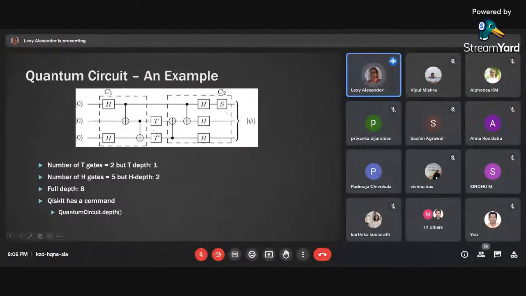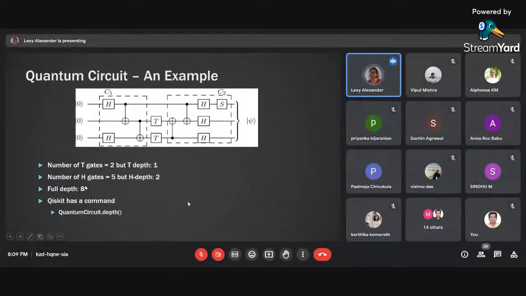Now the number of T gates is 2, but its depth is 1 because both the T gates are applied in parallel. The number of H gates is 1, 2 here and here 3, so a total of 5. But the depth is 2 because these 2 are applied in parallel, but these 2 are applied at a separate, different instance. So there are 2 instances of H gates, so the H depth is 2. So the number of T gates is 2, but the T depth is 1 here. The number of H gates is 5 and the H depth is 2. And the full depth is 8 here.